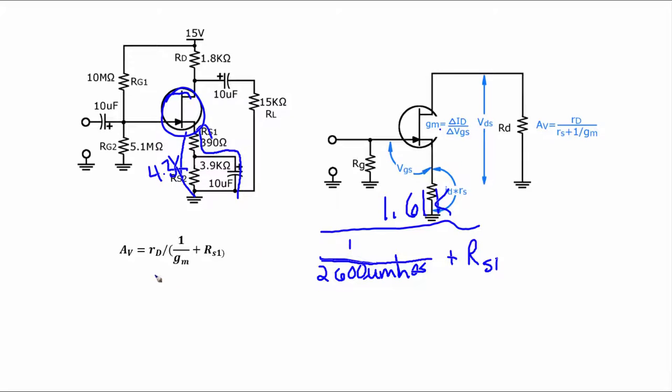And plugging those values in, we know that our RD was that 1.61K, and that RS. So again, plug the values in. We have 1.61K for RD, and we're going to divide that by the sum of our transconductance value, plus our value for the source resistance, which is 390 ohms.